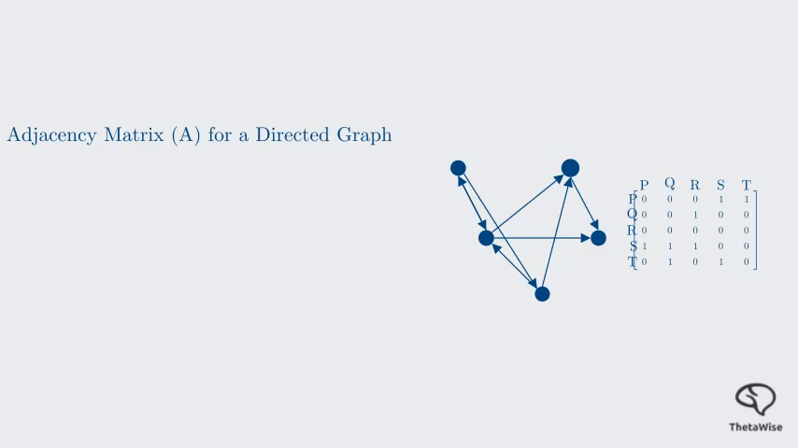P goes to S and T, so PS is 1, PT is 1. The Q row shows connections from Q. Q only goes to R, so QR is 1, and so on for each row. The resulting matrix, A, is the adjacency matrix for this digraph. Notice that it's not symmetric. For example, Q to R is 1, but R to Q is 0.